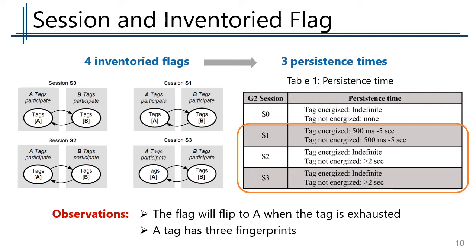According to Gen2, each inventory flag needs a different power level to maintain its state, so the persistence time of each flag is different. The time is shown in Table 1. For example, the persistence time of session 1 ranges from 500 milliseconds to 5 seconds.